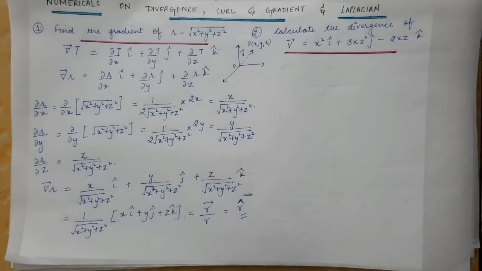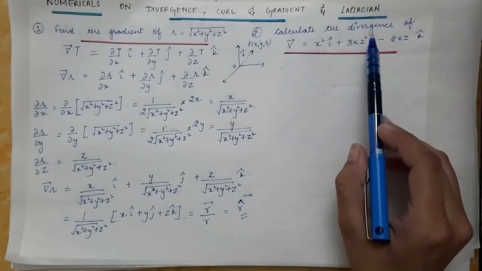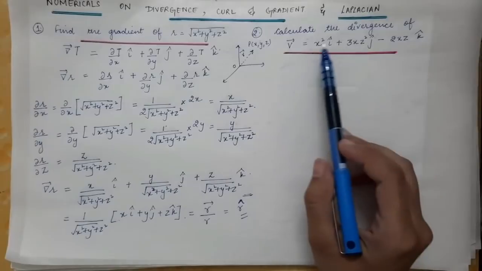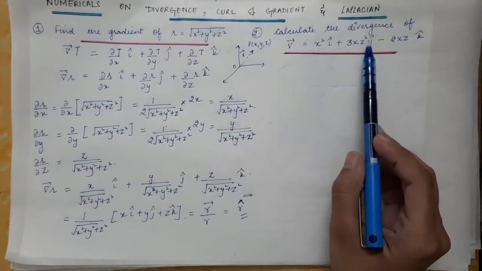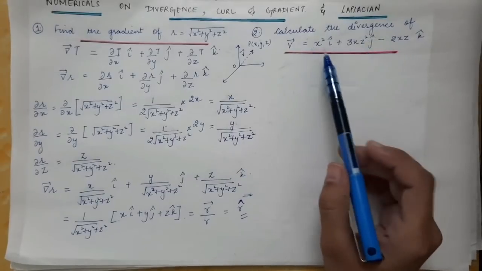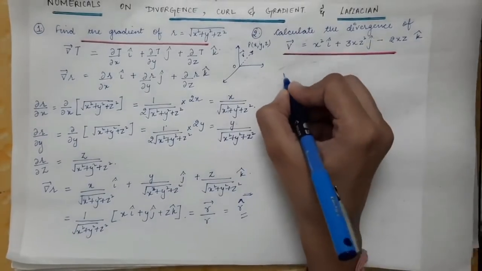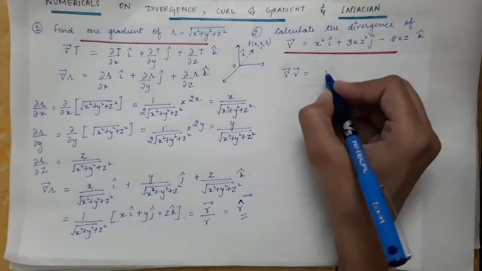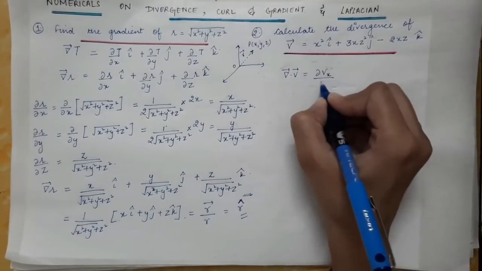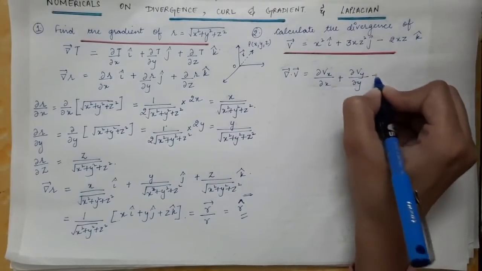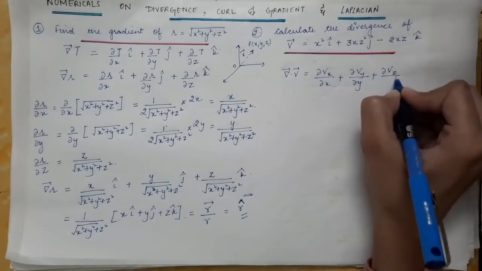Now the next numerical is on the divergence. We are given the vector field x square i cap plus 3x z square j cap minus 2x z k cap, and we have to find the divergence of this vector field. So divergence of a vector field v vector is given by del vx by del x plus del vy by del y plus del vz by del z.